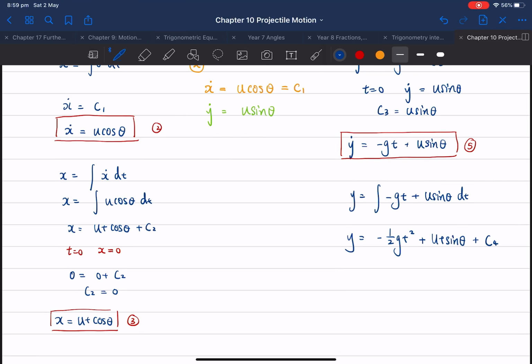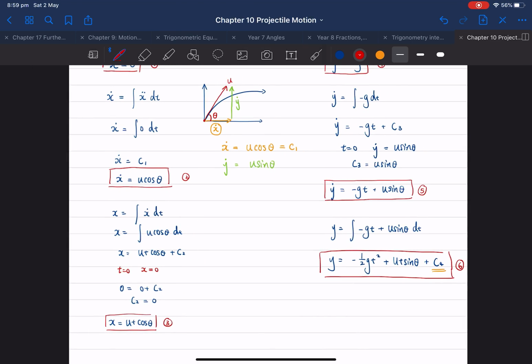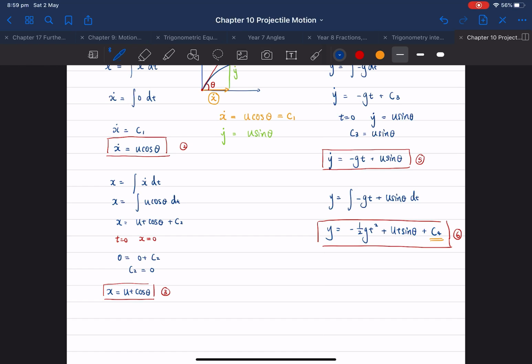Okay, now this is a bit tricky this time for the c4. At this stage, c4 is not necessarily equal to 0, because c4 is the starting point, the vertical displacement of the starting point. So I'm just going to leave that c4 there without finding it out, as it depends on the cases. So what does that mean? Let me just draw two different diagrams for you so you will understand.